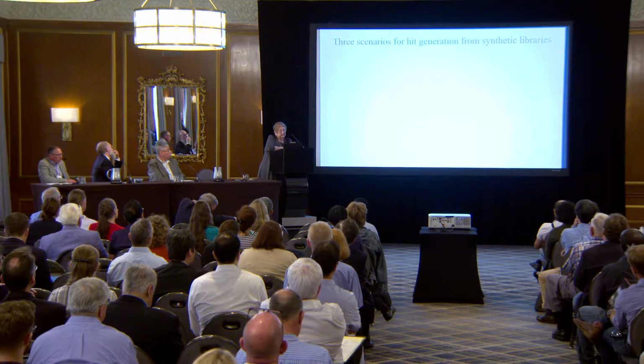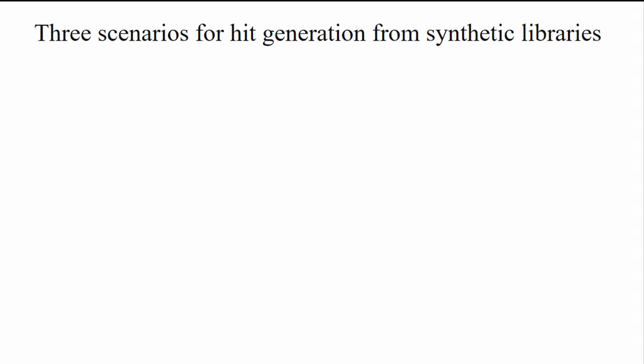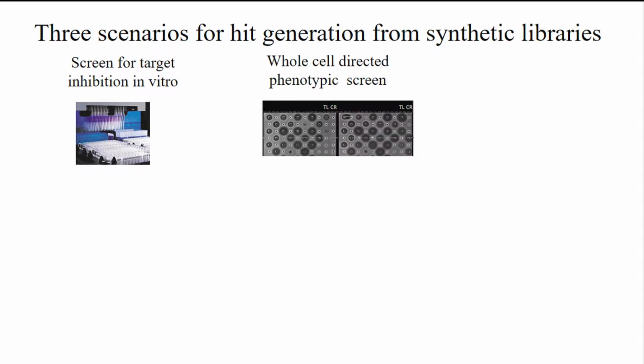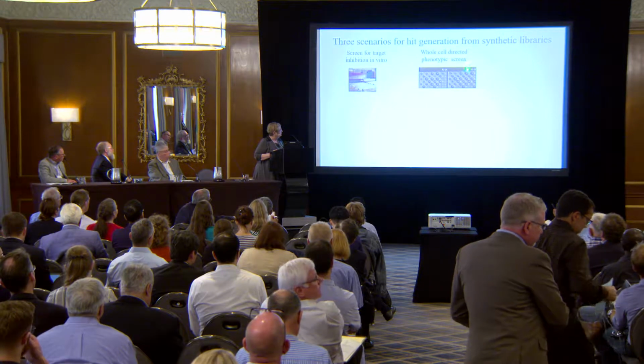And this is the key slide from my talk. There are 3 scenarios for hit generation that I'll talk about, say, from synthetic libraries. Could be from natural products as well, but let's just talk about synthetics. You can screen for target inhibition in vitro, look for your enzyme, do biochemical screens. That's a high-throughput screening robotic setup. Or you can do whole cell directed phenotypic screens, and that's basically you set up a whole cell screen that asks a specific question that will be turned on by a hit of a certain target or a pathway, and in this case, these were underexpression.